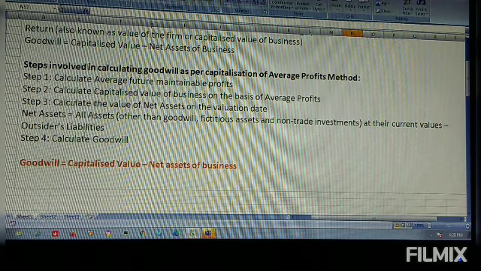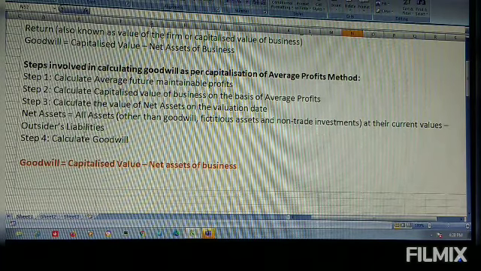Net assets here are nothing but all assets other than goodwill. Goodwill should not be taken because we are now only calculating goodwill. Fictitious assets should not be taken, and non-trade investments at their current value. All assets at their current values except goodwill, fictitious assets and non-trade investments, minus outsiders' liability.